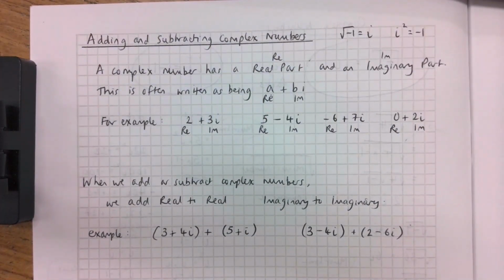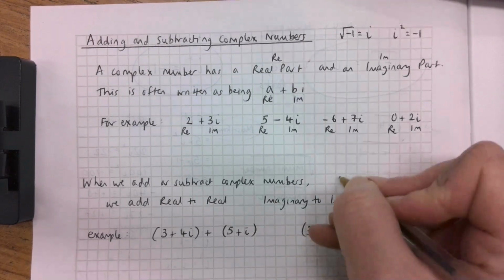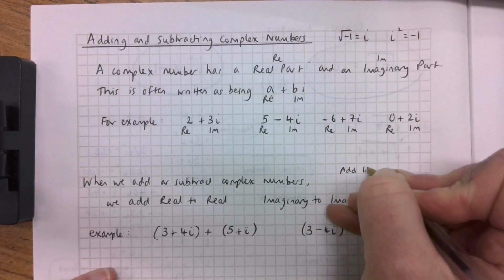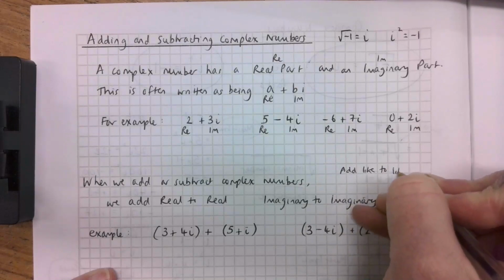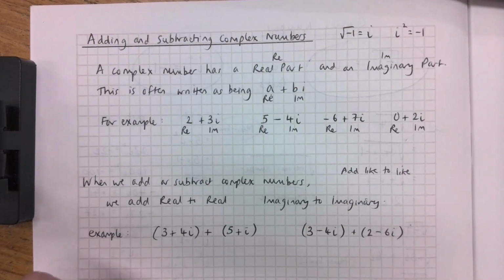Now, that comes in very handy when it comes to adding and subtracting, because like in algebra, we can only add things that are the same to each other. So we only ever add like to like in algebra. So we add x's to x's, y's to y's, x squareds to x squareds, y cubed to y cubed, and so on. Okay, so in complex numbers we add real to real and imaginary to imaginary.